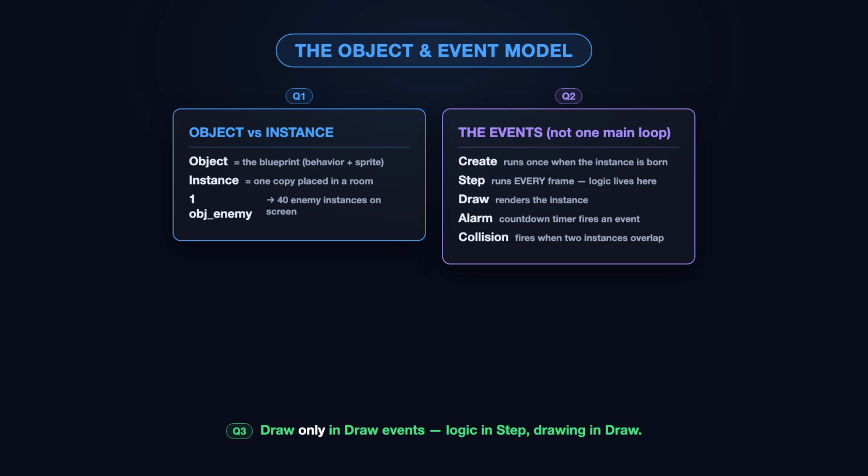Third, and this one trips people up, you draw only in Draw events. If you try to draw a sprite from the Step event, it will not render correctly, because GameMaker clears and redraws the screen every frame in a specific order. Logic goes in Step, drawing goes in Draw. Keep those separate and you sound like you have actually shipped something.